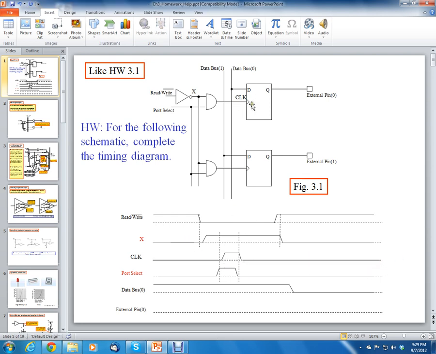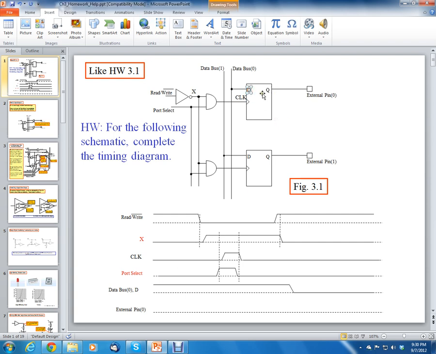Okay, so now we can evaluate the D flip-flop. We know exactly what D looks like. D is the same as data bus 0. So if you go over here, the D input to the flip-flop is the same as data bus 0. So over here we can say data bus 0, and we can also call that D. So those two are the same. Data bus 0 and D are the exact same signal. So the question is, what's going to happen to this flip-flop?